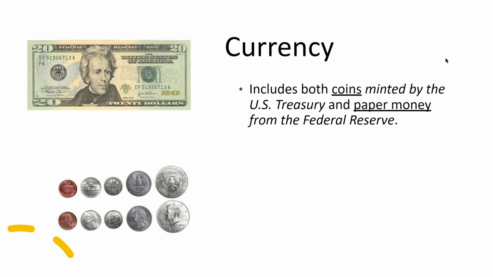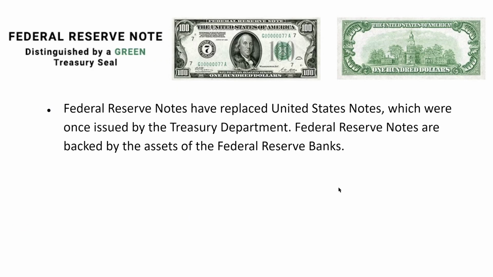So let's look at currency first in the United States. It includes both coins and paper money. Now, coins in the United States are printed at the U.S. Department of Treasury, and our paper money is printed and distributed by the Federal Reserve. So it's not the same. Okay. This is what a Federal Reserve note is. Okay, it's also still called a greenback. It replaced the old money that we used to have called the United States notes, which they used to be issued by the Treasury Department, but now they're called Federal Reserve notes because they're issued to us through the Federal Reserve. Okay.